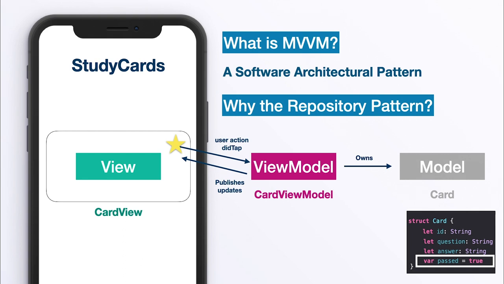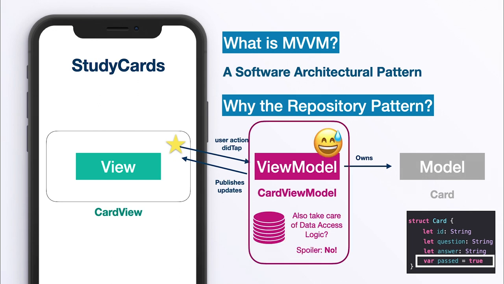So you might think, all right, why not let the ViewModel also take care of the data access logic? Well, that would add another layer of complexity to our ViewModel. We could do that, but there are many reasons why you shouldn't. Imagine a scenario where you have multiple ViewModels and they all have to access the Firestore database. You would implement that data access logic in each of these ViewModels, and you would quickly have code duplication, and your code would be hard to maintain.